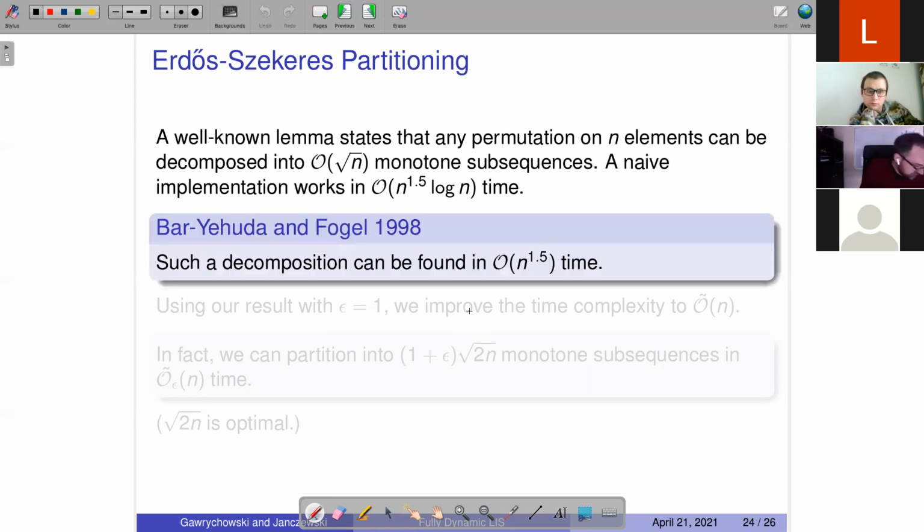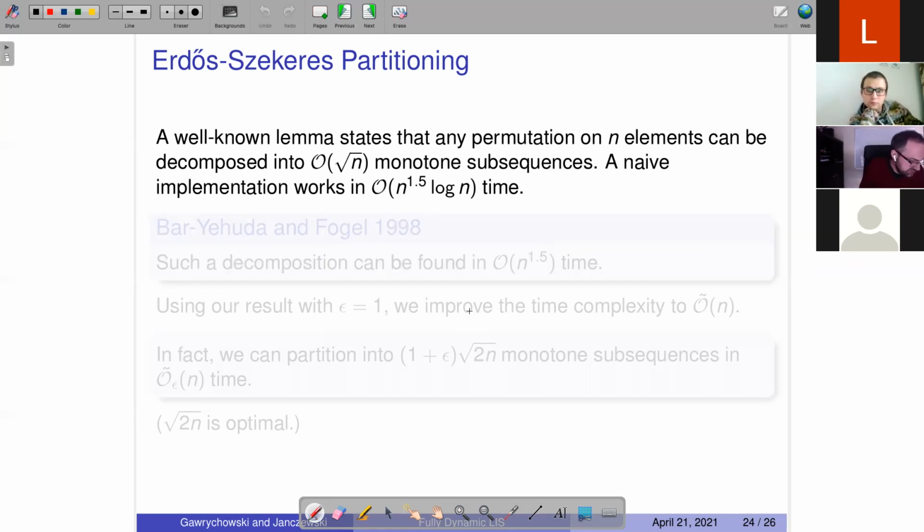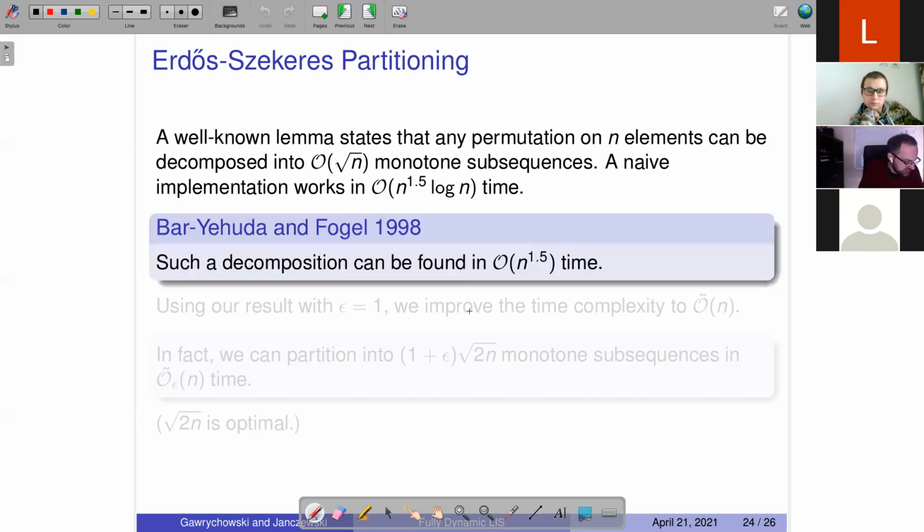So there was a paper, well, if you do this naively, the running time is n to 1.5 times log n, because of the root n iterations, in each of them you run this Fredman's algorithm in n log n time. And there was a paper in 98 by Gawrychowski and Fogel. They shaved a log factor.